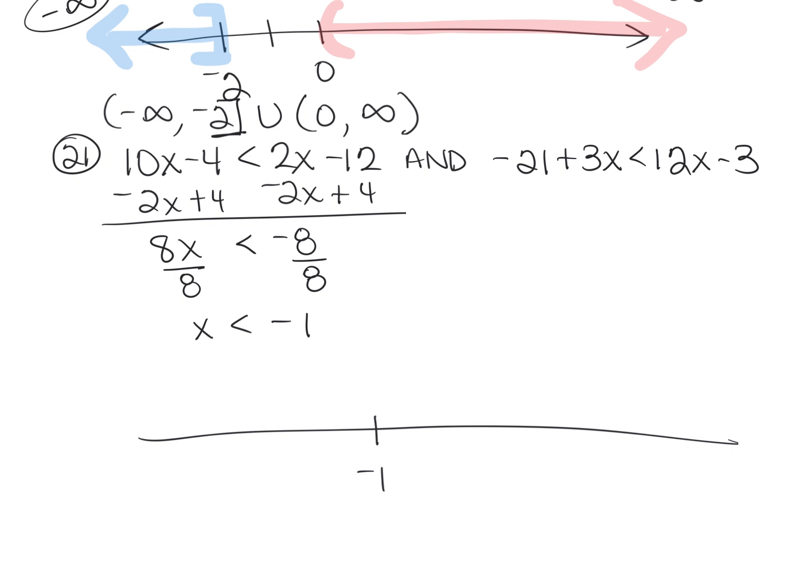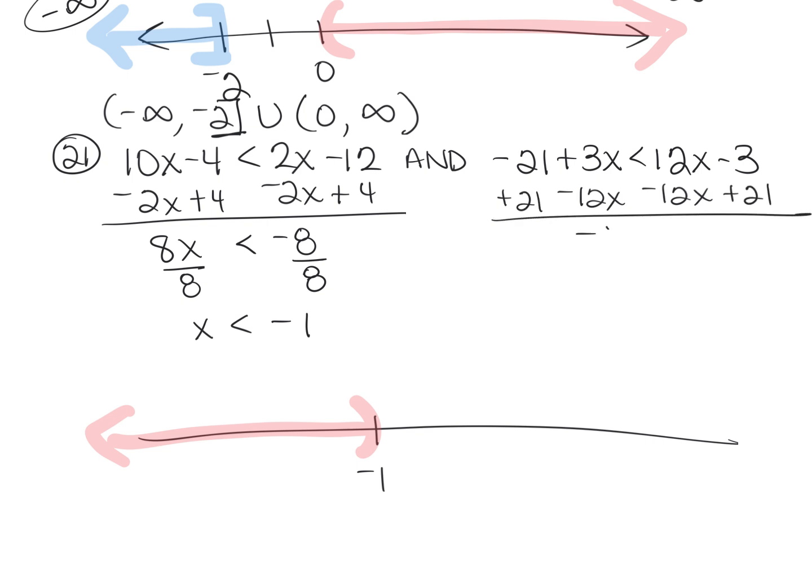And it's going to shade to the left. And it's a parenthesis because it's not included. Next one, I'm going to subtract 12x, and I'm going to add 21 to both sides. So I end up with negative 9x is less than positive 18, and I'm dividing by a negative 9. Again, when you divide by a negative, this has to flip. So you have x is greater than negative 2.